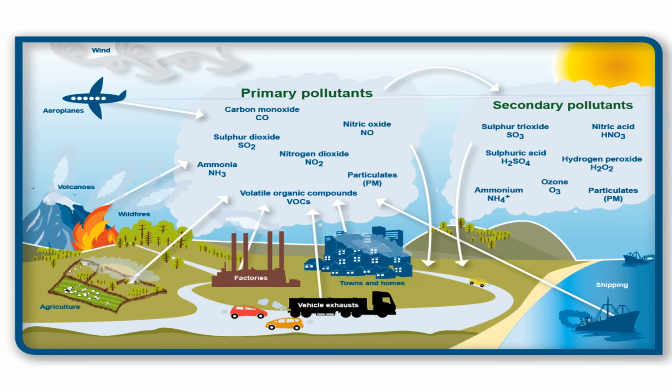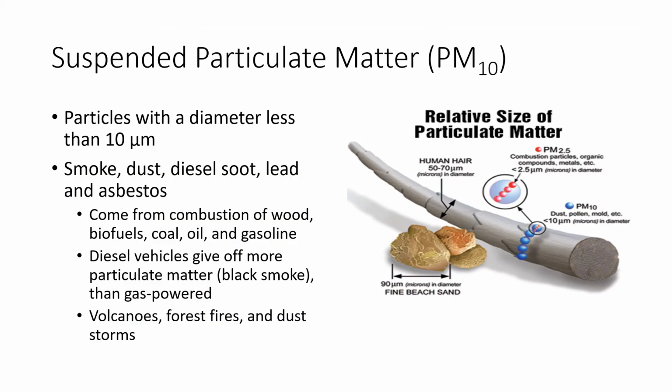Here's a little picture for your viewing pleasure. You have primary and secondary air pollutants. Again, the primary air pollutants go directly out into the atmosphere, and secondary air pollutants come from those primary air pollutants and something else in the atmosphere reacting and forming a new molecule.